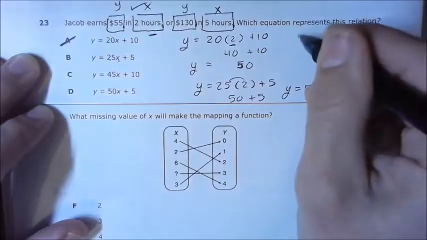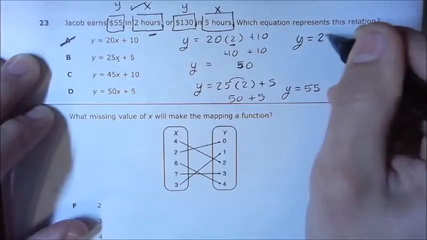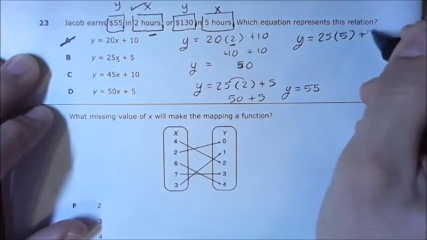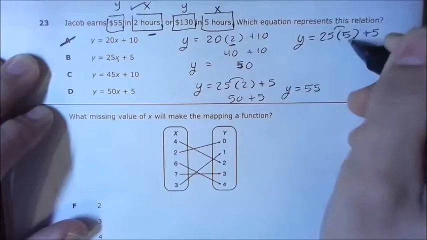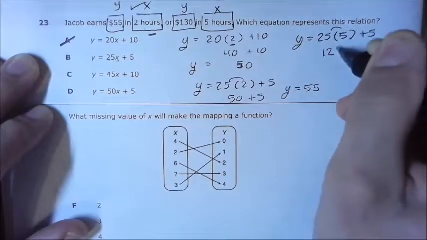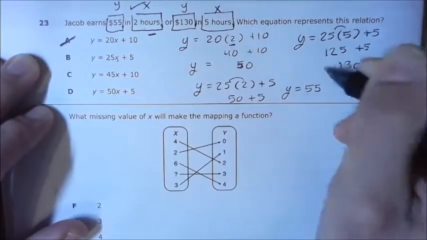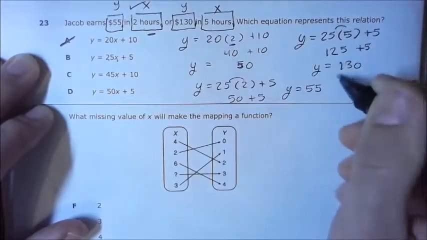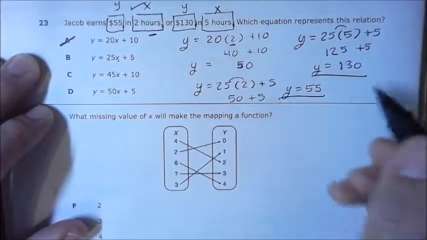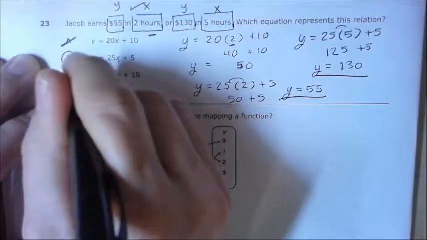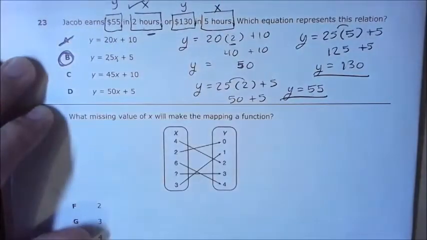In case you need to see that, let's rewrite that. I should have done that in the first place. We have 25 times 5 plus 5, and 5 times 25, and you can check this with your calculator if you need to. That's 125. If I bring down my 5, that's going to give me 130. So y is equal to 130. Notice that's good and that's good. Those are the two values that we needed for y. So B is the correct answer.